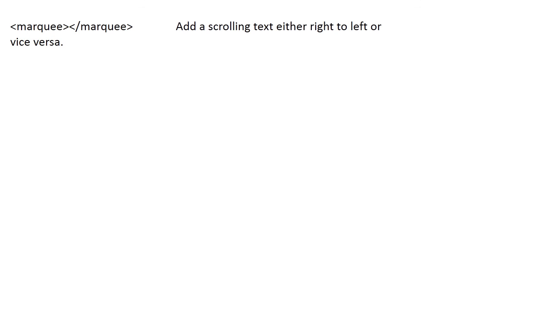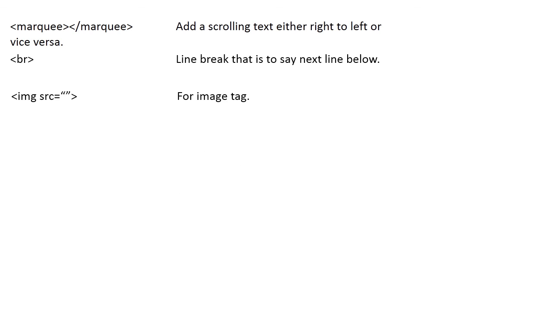Marquee: we use marquee to add scrolling text, either to scroll from right to left or from left to right. We have a line break. This line break enables us to turn the text to another line, not to continue on the same line. We have image, img src. This one is used to insert an image into our HTML document. We have a horizontal line. This one, we use it to create a horizontal line in HTML.